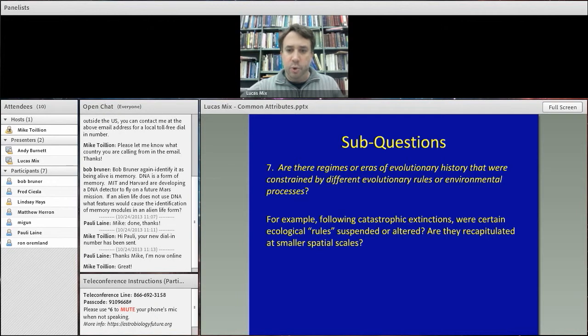7, are there regimes or eras of evolutionary history that were constrained by different evolutionary rules or environmental processes? For example, following catastrophic extinctions, were certain ecological rules suspended or altered? Are they recapitulated at smaller spatial scales? So here we're looking at the question of how we want to characterize periods of time on Earth when the adaptive constraints were different, perhaps, than they are now.